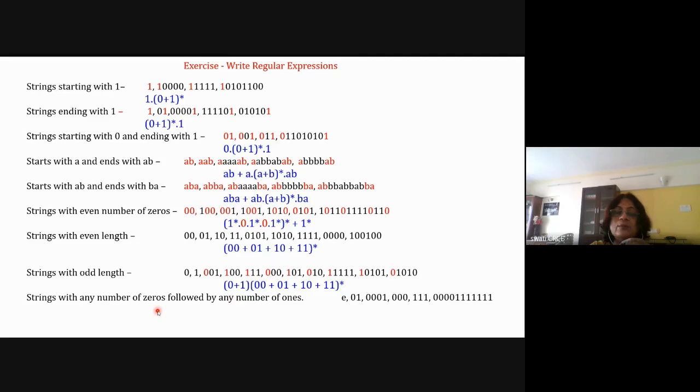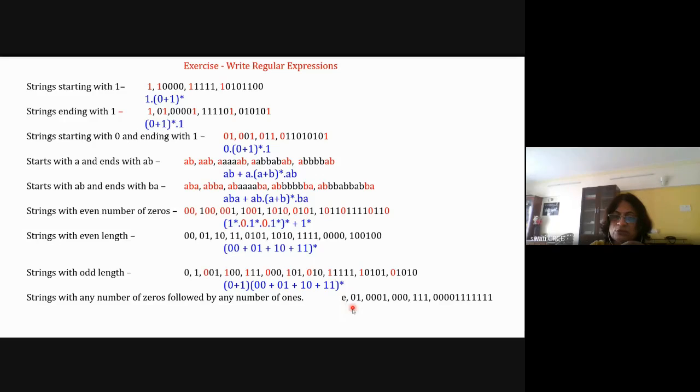Strings with any number of zeros followed by any number of ones. What they are saying, read it properly. So these are the valid strings. If they are saying any, it means zero number of zeros followed by zero number of ones is also allowed. So I'm saying epsilon is also valid.